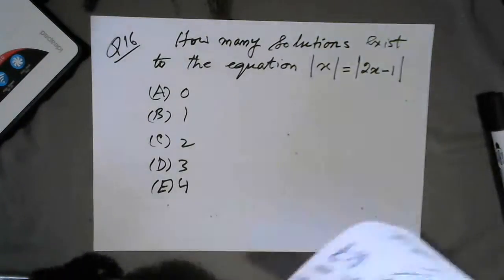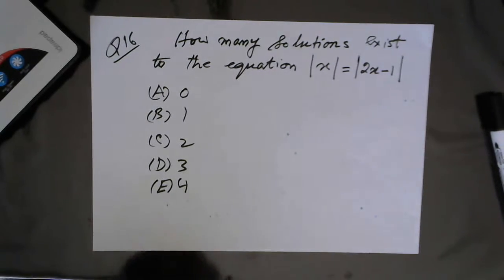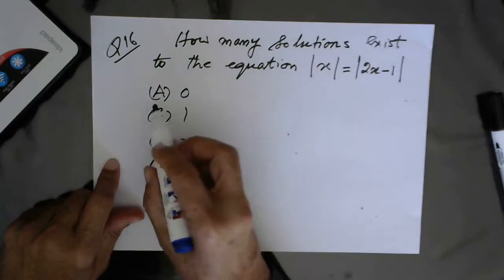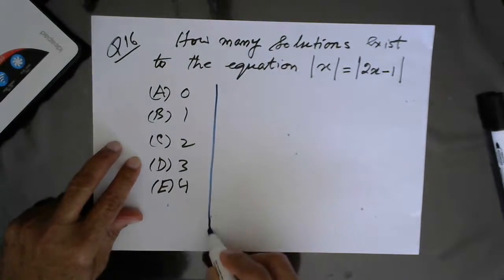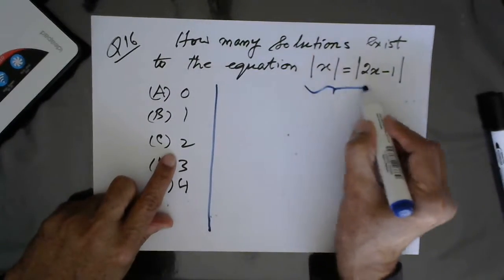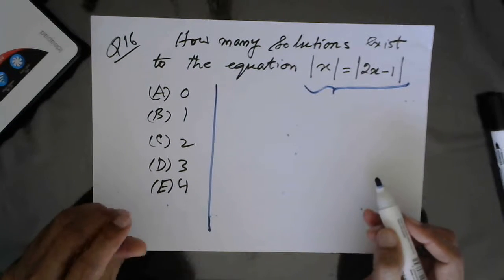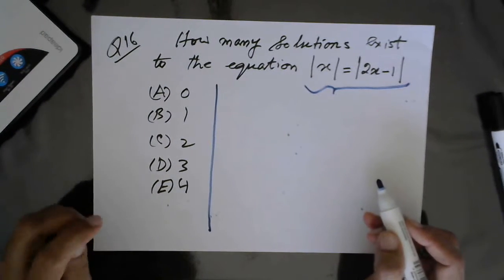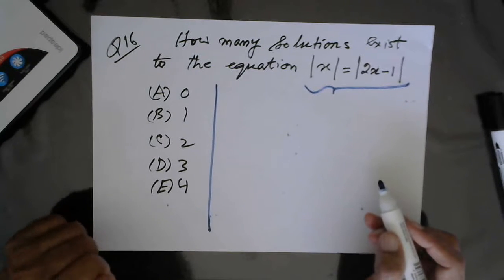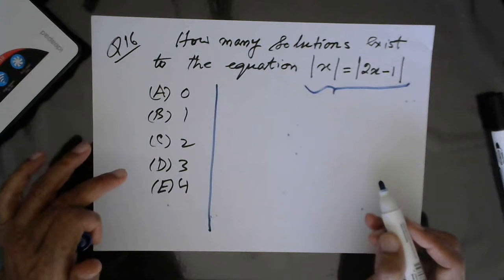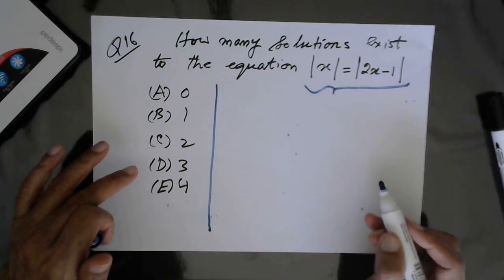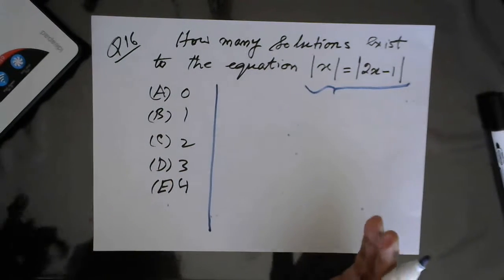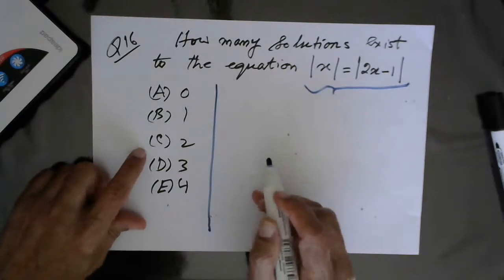Let us move on to number 16. How many solutions exist to the equation? Just by the way, this equation will give us 4 possibilities. Out of these 4, I will pick 2 that will be equivalent to the 4. And then I will solve those 2 and I will get 2 answers. Actually, I have done it, but let me explain it to you.